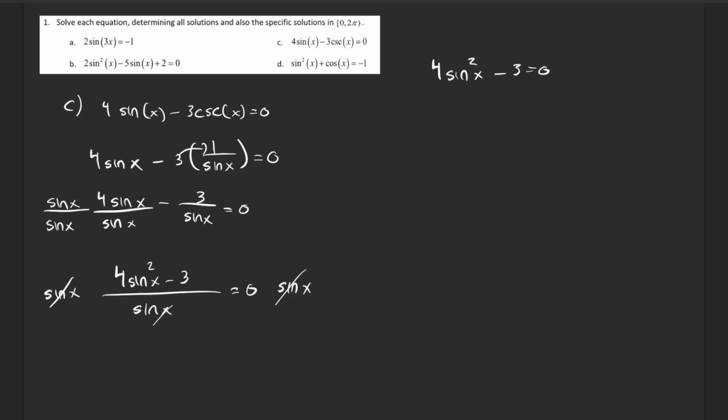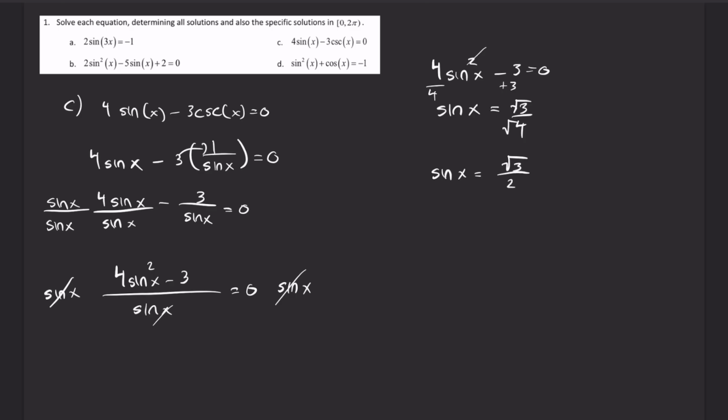Now we know how to solve this. So solving for x, we have sine squared x equals, this would be add 3, and we're going to divide by 4. So this would be 3 over 4. And now we're going to have to square root to get rid of this one right here. So we get sine x equals root 3 over 2.